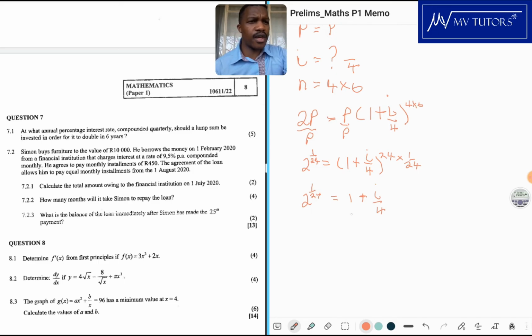And then from there, we're just going to subtract a 1. 2 to the 1 over 24, minus 1, and then we have I over 4. What I want to do at this point is multiply both sides by 4, so that I can put this in brackets and put a 4 right there. Ladies and gentlemen, I am ready for my calculator now, so I'm just going to bring it up.